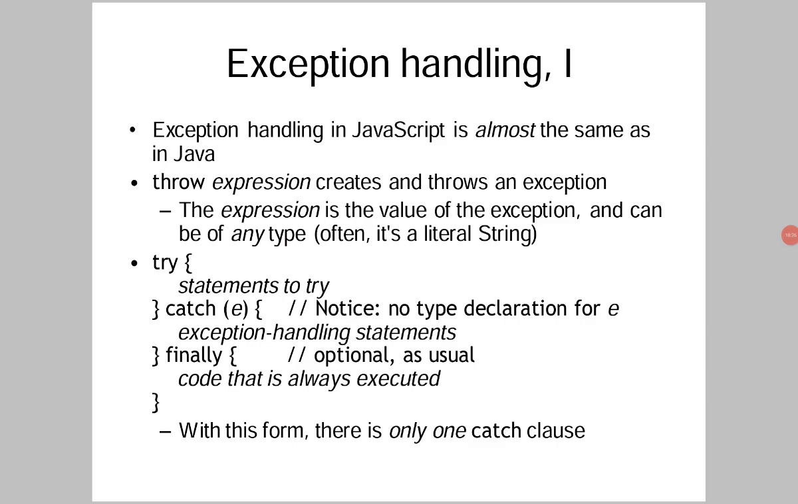Next, exception handling. Exception handling is another important concept, and it is almost the same as in Java and C++. Exception handling in JavaScript is almost the same as in Java. The throw expression creates and throws an exception; the expression is the value of the exception. The syntax is the try catch finally block.